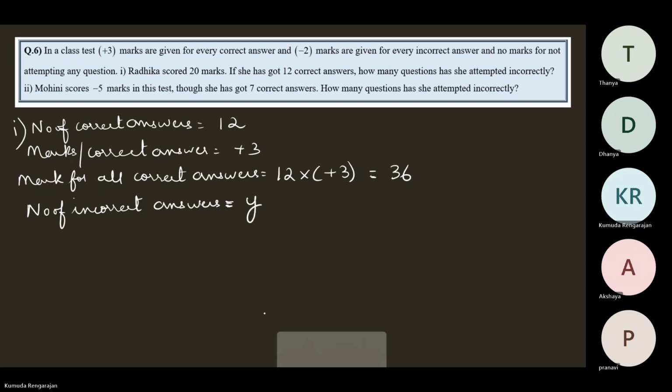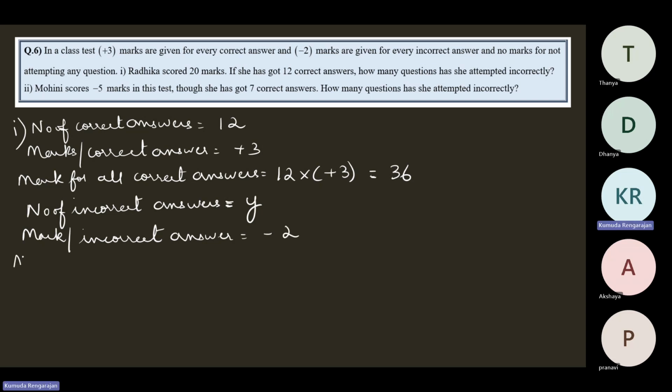So y. Mark per incorrect answer, minus 2. So mark for all incorrect answers is equal to y into minus 2, which is minus 2y, correct?